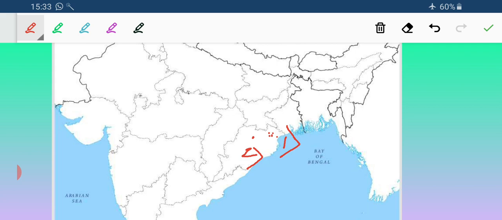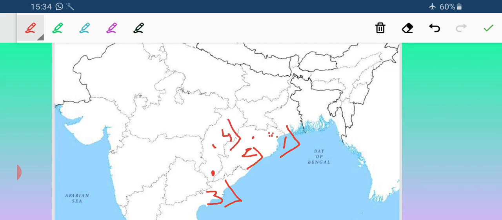This is Kendujhar. The second plotting is Kendujhar. Third plotting is there in Chhattisgarh, southern Chhattisgarh. This is third plotting and it is named as Bailadilla. The fourth plotting is there in the central part of Chhattisgarh and it is named as Durg Mines.